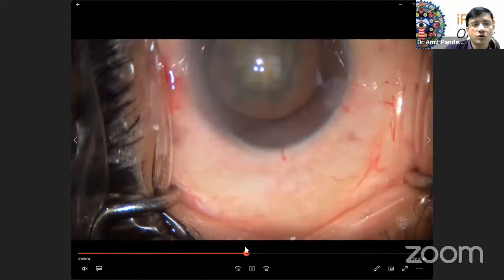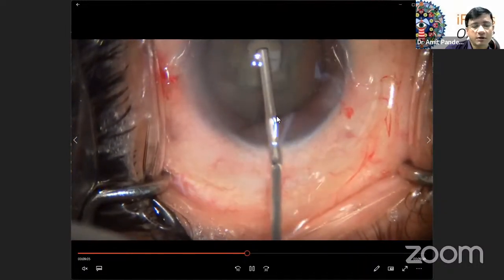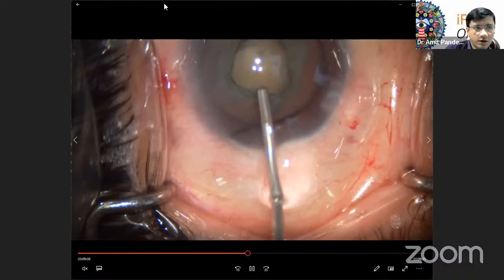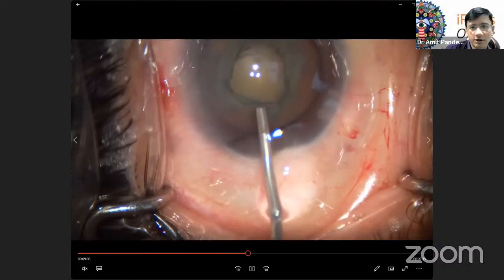Ultimately, I could do it, there was a small flap there, but this is how I thought some other technique could be used. I think this was very nicely managed. So sometimes you have to innovate during the surgery, because you never know, in very rare situations you may end up with something like this. And I think we have to be very handy with the scissor and forceps and all the things available with you.